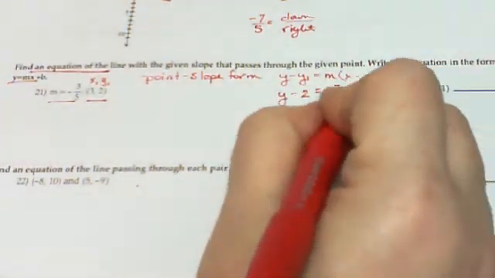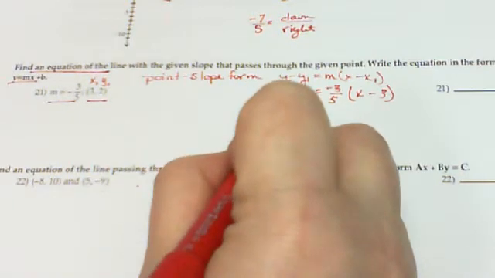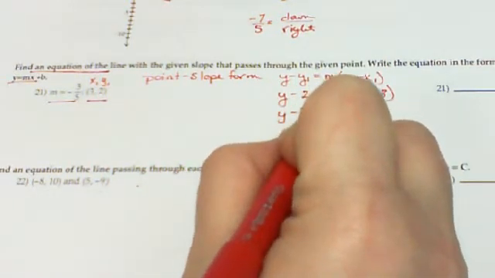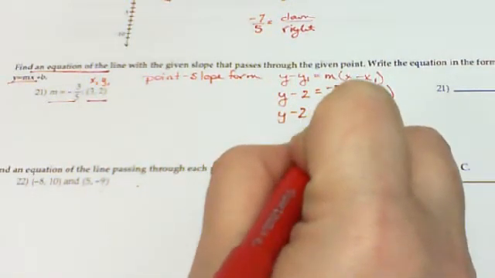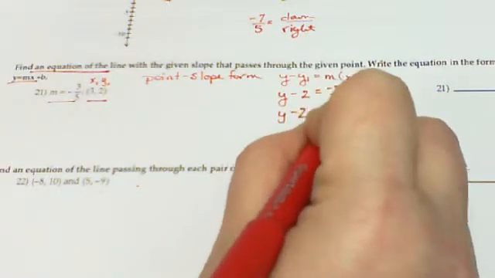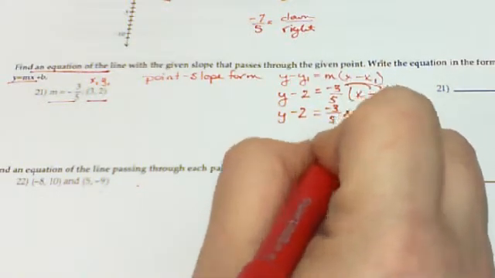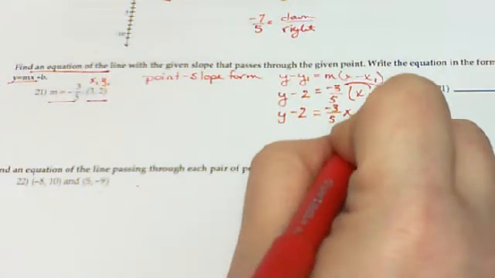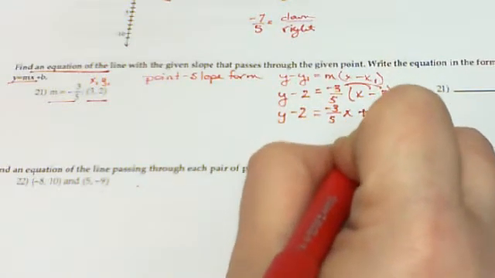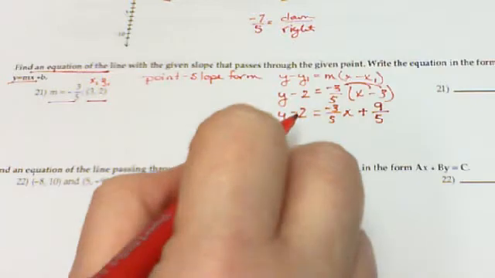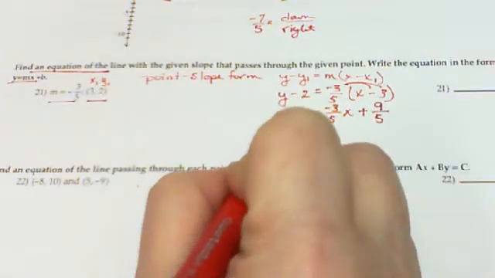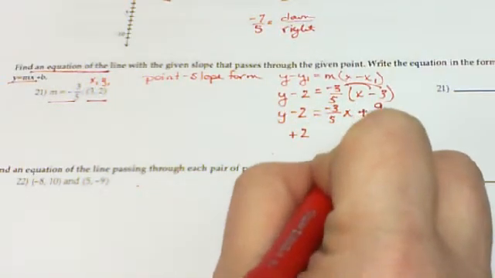So the first thing I need to do is get rid of these parentheses. So y minus 2 is equal to, I'm going to distribute my negative 3 over 5 to both things. Minus times a negative makes it a positive. 3 times 3 is 9 over 5. Then I need to get the y by itself, so I'm going to have to add 2 to both sides.